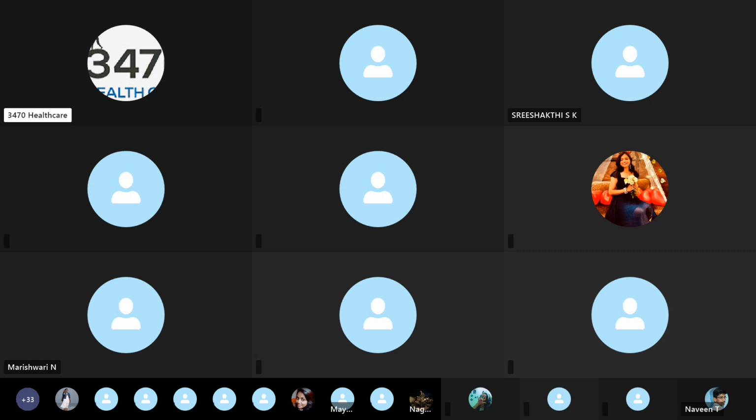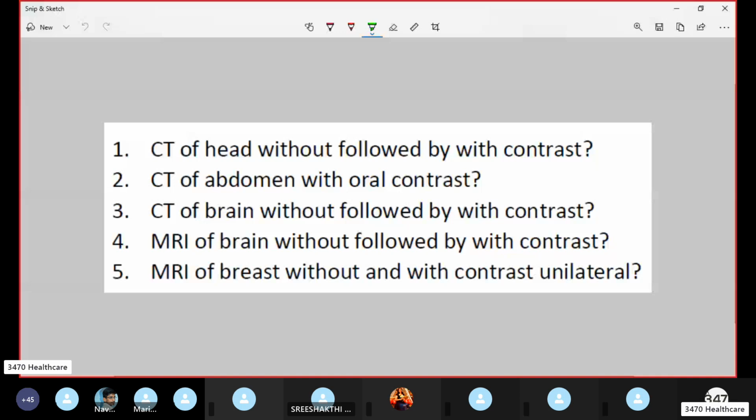Okay, so I'm going to give questions for CT, MRI related. You need to go with your backside of the CPT book, CT scan or MRI. Like that, you can try the question. Please remember, root is what? Okay, take the answer for this.